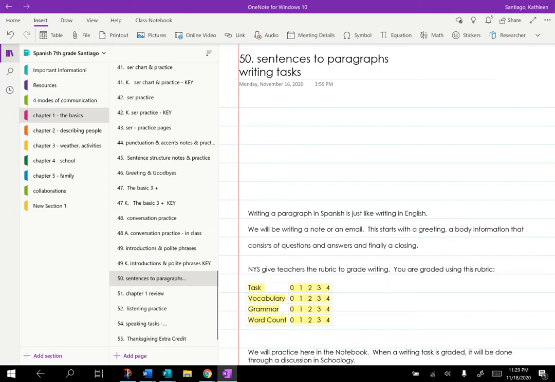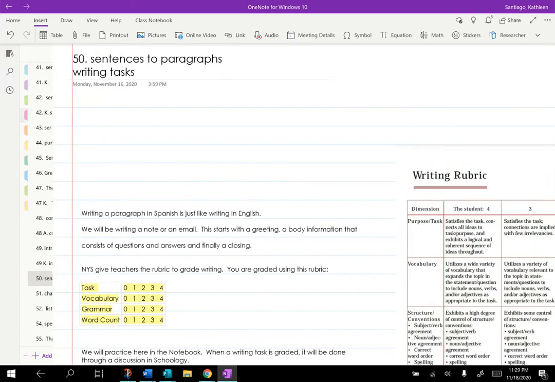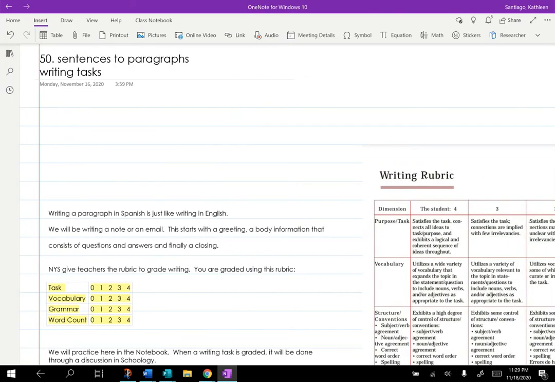So we are in your OneNote, Chapter 1, page 50, sentences to paragraphs. I'm going to eliminate the table of contents so that you can see everything large. This blank area is where I will actually be putting the video. And I just want to start going through what's on the page.